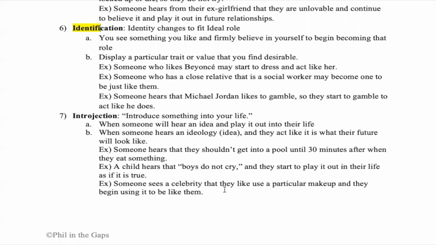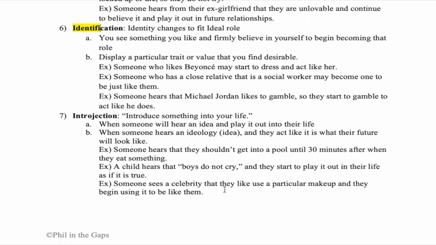So you see yourself like something that you want, and you firmly believe that you can become that role. So you see something you like and you want to become it in some way, shape, or form. So this is where you start to display a trait or value that you find desirable. It's not just an activity that you do, but you try to do everything that this other individual does. So, a couple of examples to articulate this a little bit further.